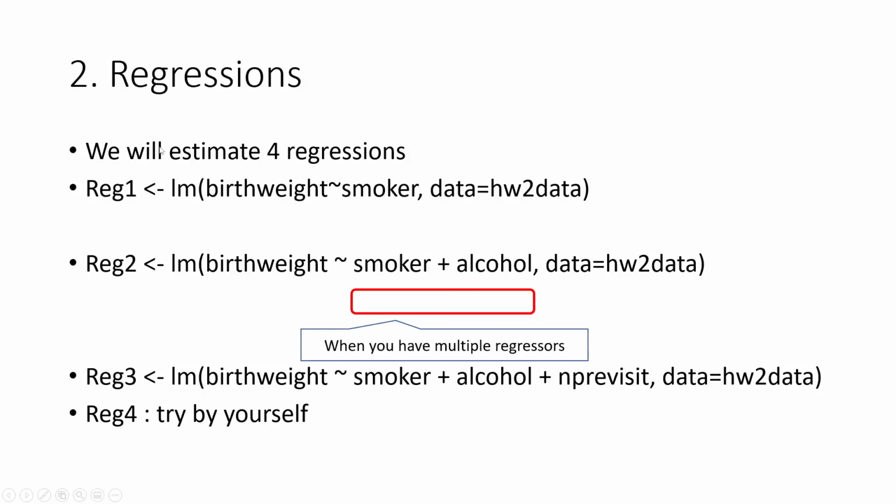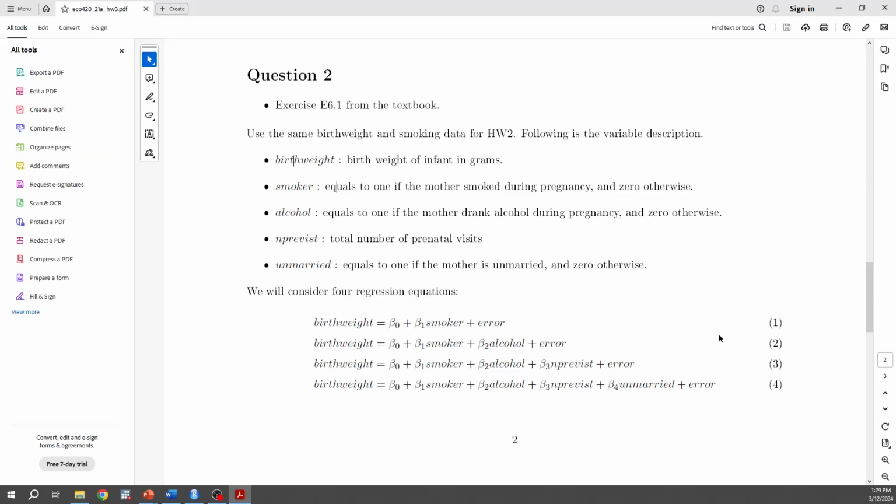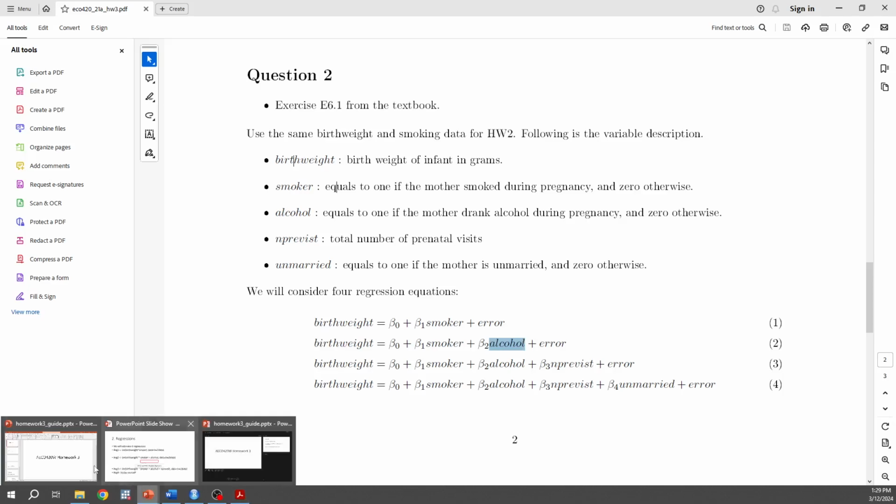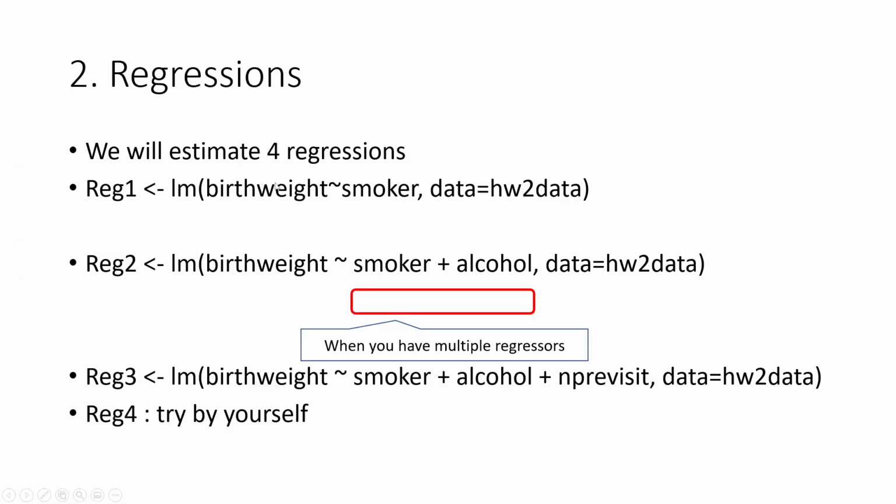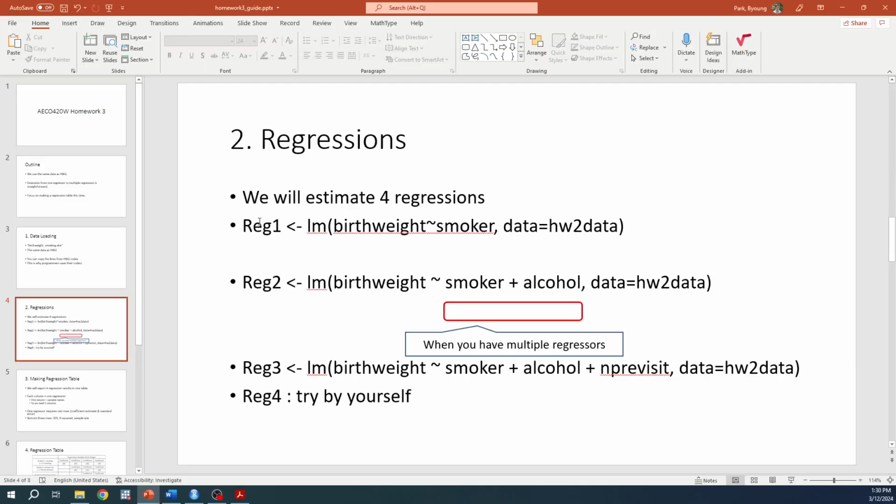So regressions, we are going to estimate 4 regressions. Like back to our homework, these are 4 regressions by including additional variables. Basically, in your code, it is just one more variable name, right? That is all. So let me show you. The first regression will take this form. This is exactly the same regression you did in homework 2. We are going to do the same thing again. The data name may be different.